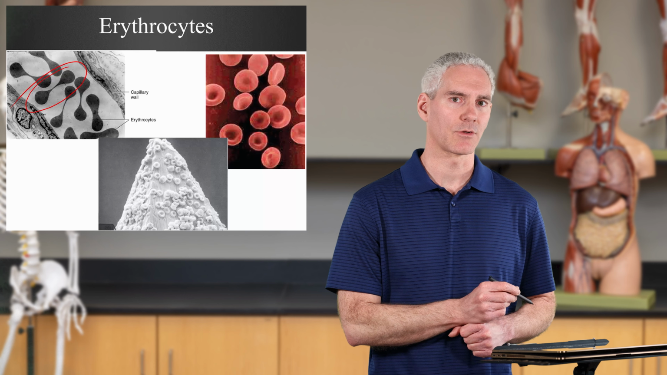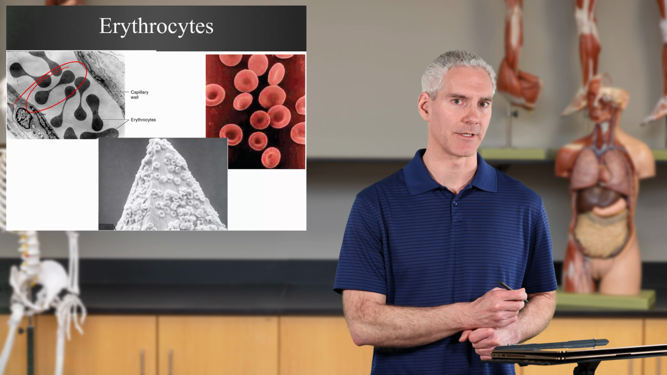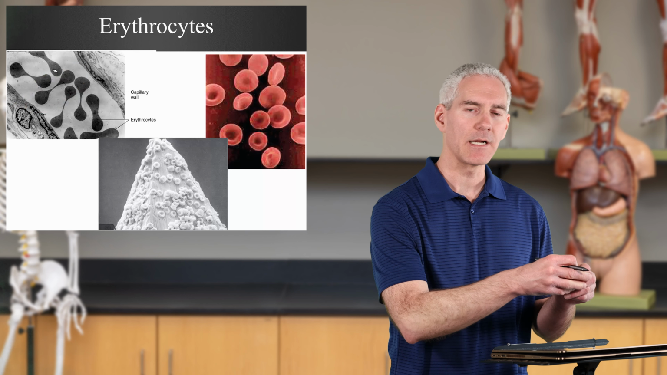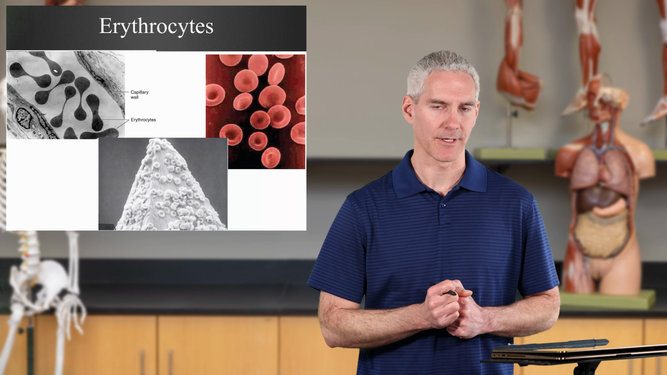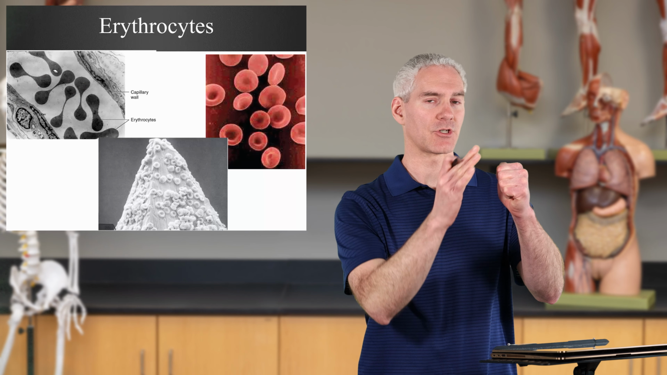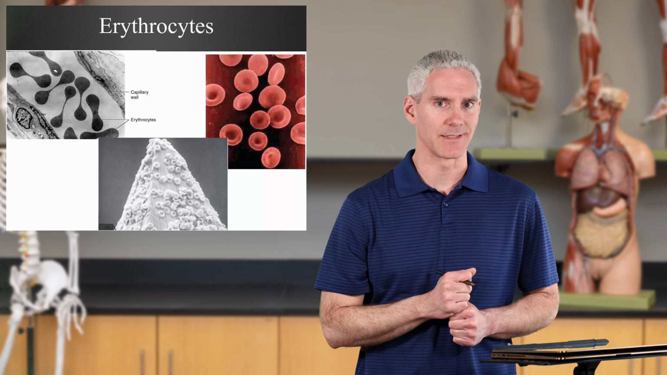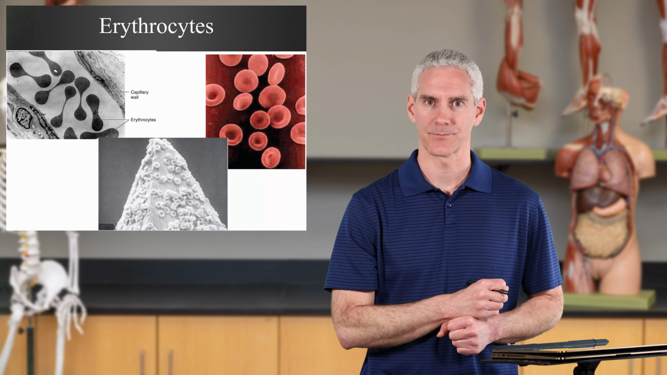But this also is important to note. See that one that's circled right now? That's in a capillary. That means it's taking up almost the entire width of that capillary. If all of a sudden we've got that sharp turn, you better make sure that thing can bend. That's why we have that spectrin.